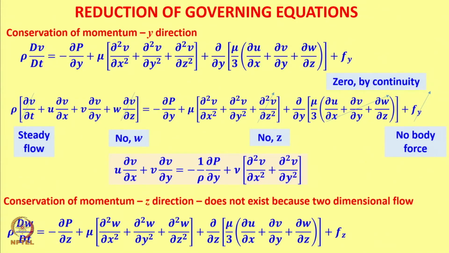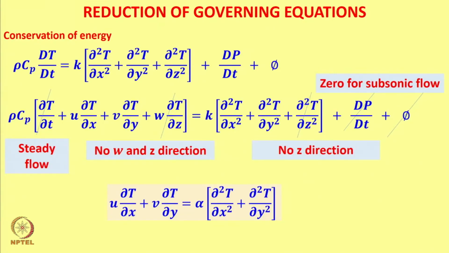So, the whole of this equation is 0. Consider the energy equation. Here, rho Cp del T by del t for steady flow would be 0 and W is 0, and there are no variations in Z. So, W del T by del Z is 0 and del squared T by del Z squared is 0. The dP by dt and phi terms are 0 because we are considering subsonic flow. Why is it subsonic? Because flow is incompressible, and incompressible holds only for subsonic flows.